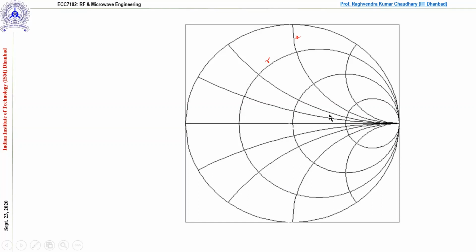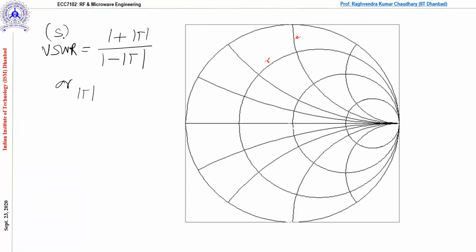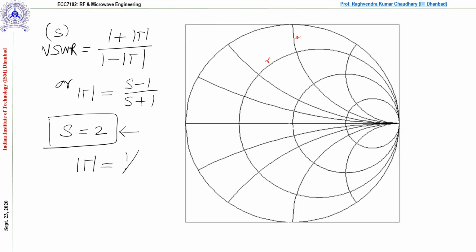Another important point is VSWR, voltage standing wave ratio. If you remember, the formula was VSWR equals 1 plus mod of gamma divided by 1 minus mod of gamma. We can also write mod of gamma in terms of VSWR, defining VSWR as S: mod of gamma equals (S minus 1) over (S plus 1). For S equal to 2, which is a very critical value, almost 90% of the power goes into the device, because the reflections are within an engineering tolerance. This is a very critical engineering limit. With respect to this, mod of gamma will be 1 by 3.